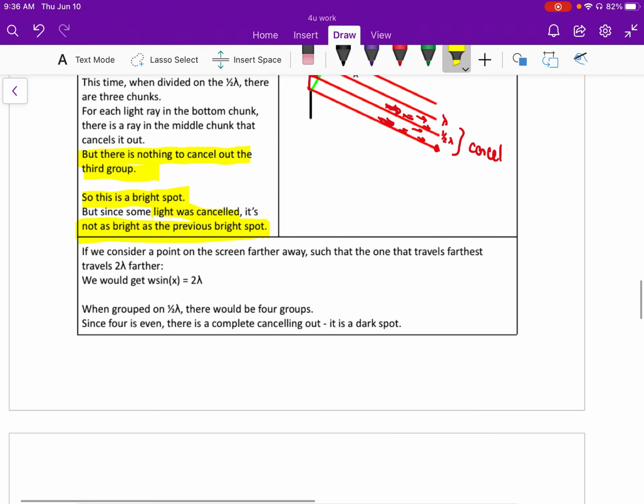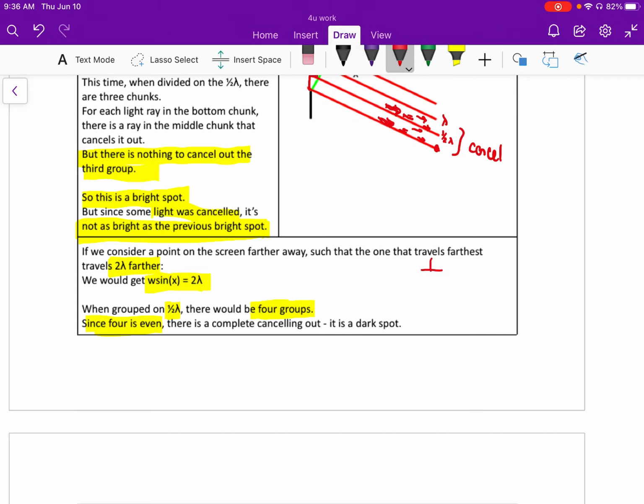If we keep going, I didn't draw the picture for it, but if we considered the next point where the top ray traveled a full 2 wavelengths farther, the trig is going to work out to that. When we group on the 1/2 lambda, interference is always about half lambdas. We got the shortest one, then a half a lambda, then a full lambda, then 3/2 lambda, then the longest one would be the 4/2 or the 2 lambda. When we group on half lambda, we get 4 groups. Since there's 4 groups, 4 is an even number. For every one in the bottom bundle, there's going to be one in the second bundle that cancels it out, so the bottom 2 bundles will cancel.